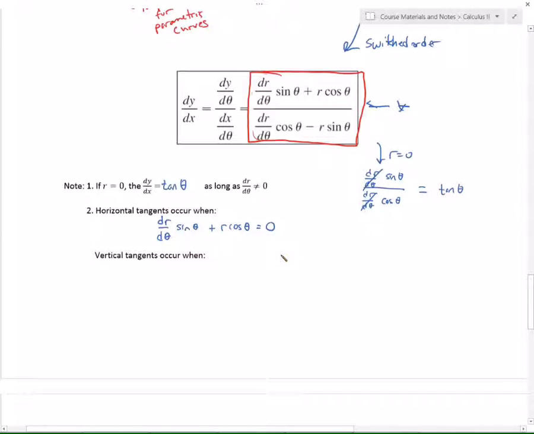So that's just a reminder. If you happen to be asked when this polar curve is horizontal, you just have to set the numerator of the derivative equal to 0.